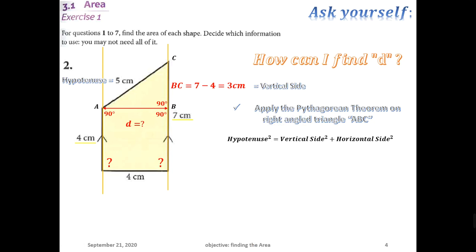So this is the vertical side BC, which is 3 centimeters, and the horizontal side AB, which is the D, is actually my unknown, and D is the horizontal side. So the hypotenuse, we substitute now in this rule. So 5 to the power of 2 is equal to the vertical side is 3 to the power of 2 plus D to the power of 2.